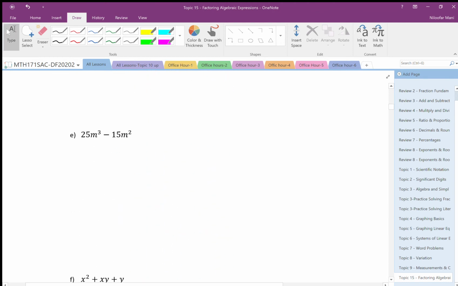Okay, so how about here? What do I see in common? I see 5m squared in common, so 5m minus 3. Am I right? Yes. Okay, what do I see in common here? Do I see anything in common? x is in the first and second, y is in the second and third. No, I have nothing in common, because it must be common in all of them. So it doesn't work. I cannot factor.